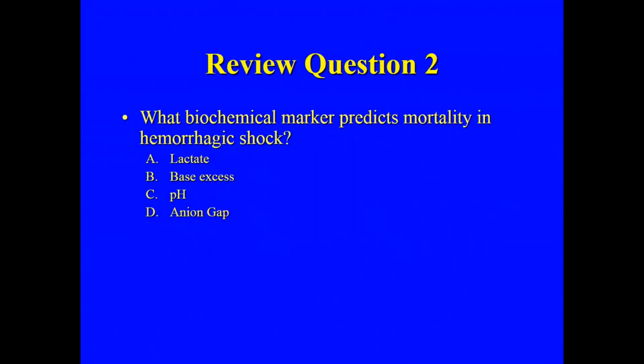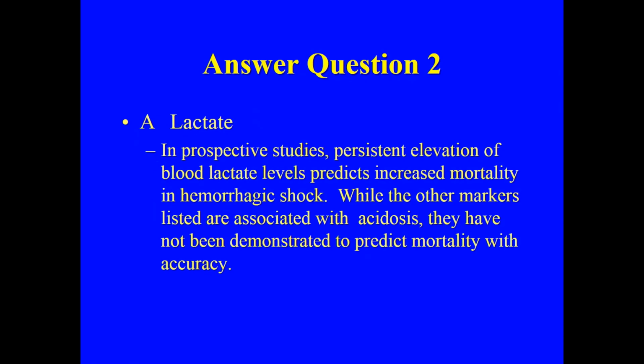Question 2. Which biochemical marker predicts mortality from hemorrhagic shock? A, lactate, B, base excess, C, pH, or D, anion gap? The answer is A, lactate. In prospective randomized human trials, persistent elevation of blood lactate predicts increased mortality from hemorrhagic shock. While other markers listed are associated with acidosis, they have not been demonstrated to predict mortality with accuracy.